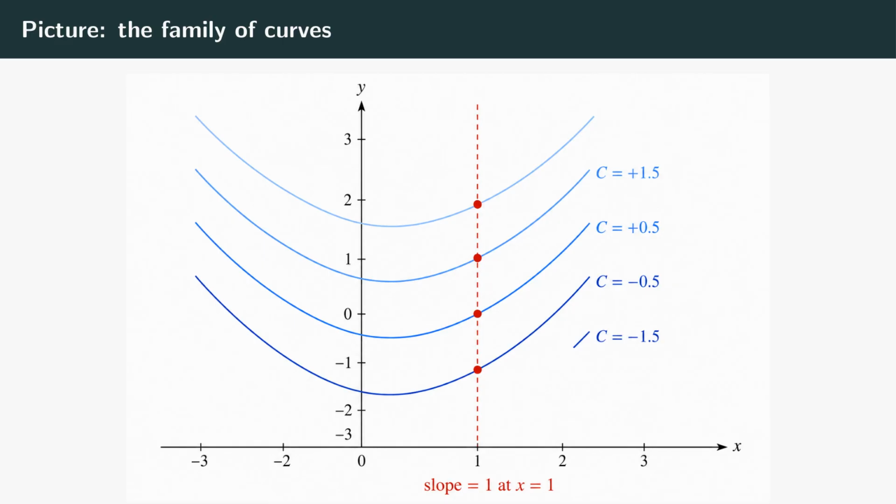Pick any x, say x equals 1. Look at the dashed vertical line at x equals 1. Every parabola in the family has the same slope at that point, namely 1. They have to because they're all antiderivatives of the same function. Shifting vertically doesn't change the slope. That picture is the geometric meaning of the plus c. You know the shape of the antiderivative, its slope at every point, but you don't know its vertical position. To pin down which parabola you're on, you need one extra piece of information, like the value of capital F at one point. That's the role of initial conditions in differential equations, by the way. Plus c is exactly the wiggle room initial conditions kill off.